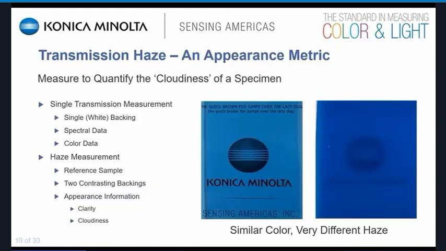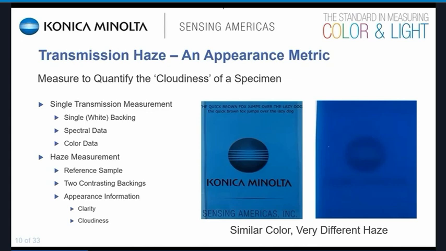So transmission haze is an appearance metric. Normal transmission measurements with the spectrophotometer provide spectral transmittance data and colorimetric data. However, the single measurement cannot provide appearance information that comes from a haze metric.